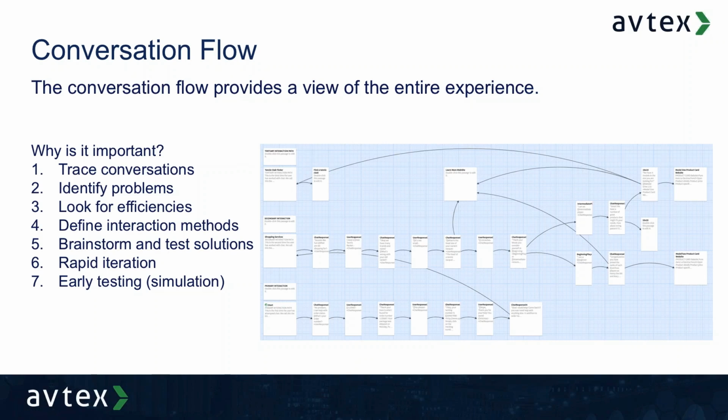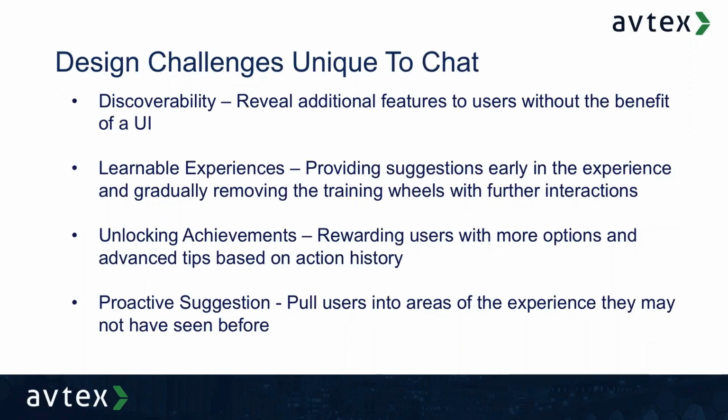So this particular example, what we do is we're using a platform here that allows us to create a flowchart kind of simulation, but then we can actually build this and run it as a chatbot simulation, which is pretty cool stuff. So what are the design challenges that are unique to chat that make these deliverables so important?